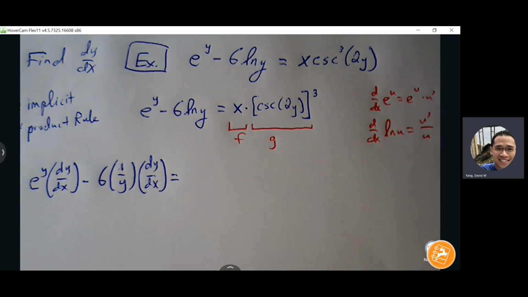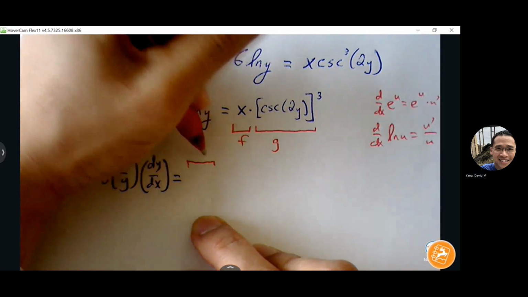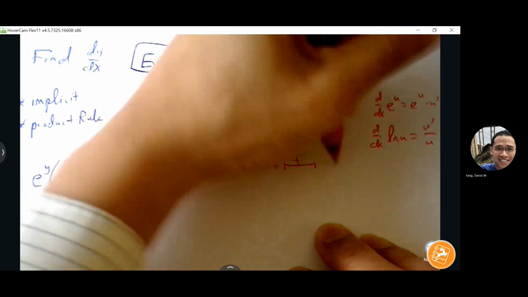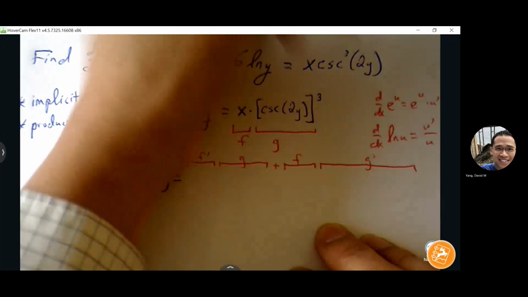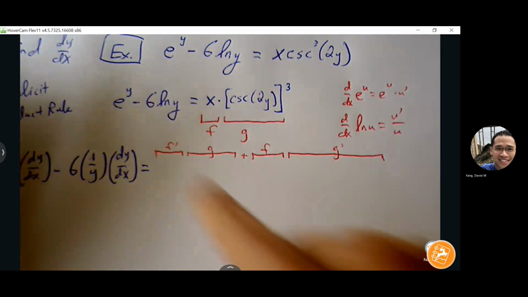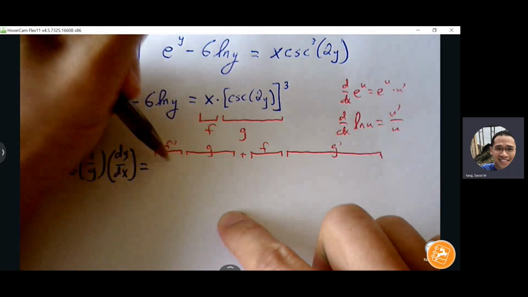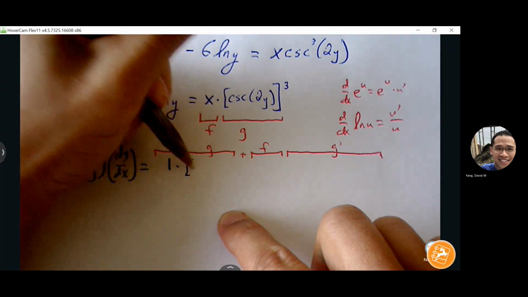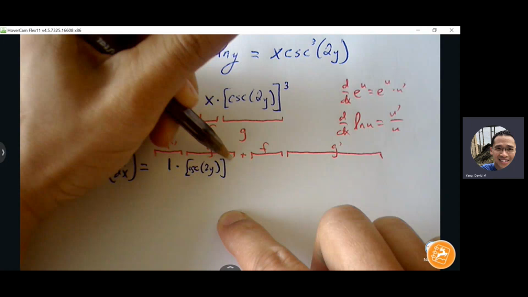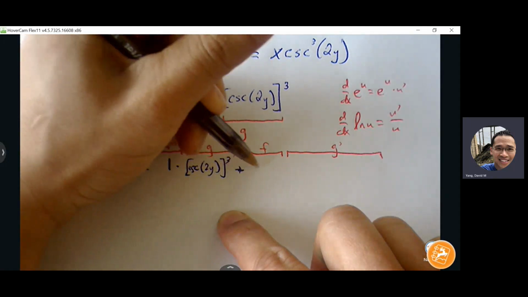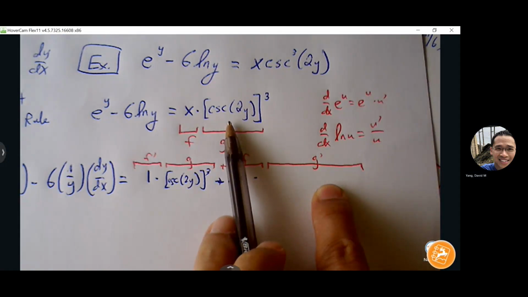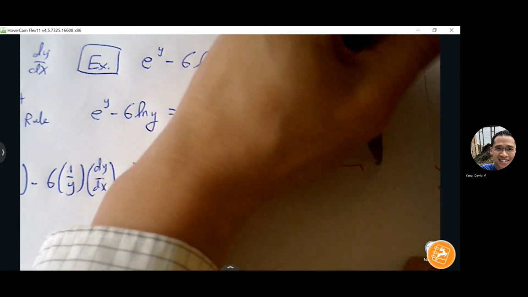f prime g plus f g prime. f prime, x becomes 1. g function, copy that down, no changes. f function, no changes as well. But when we get a g prime, now we've got to activate what? Chain rule, yeah.